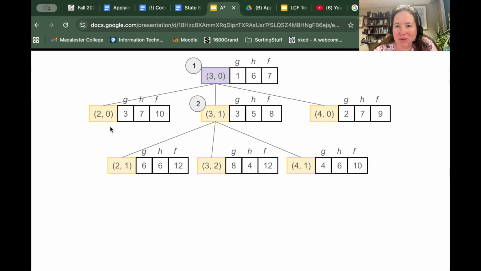Ooh, I didn't color code this right. I apologize. This should be purple and this should be blue. I just forgot to color code them. So the remaining leaves, we'd look at their F costs. This 4, 0 has the lowest F cost. So that's where we would go next.